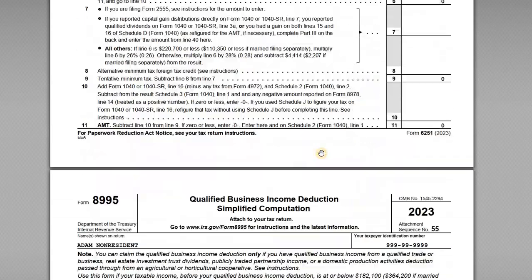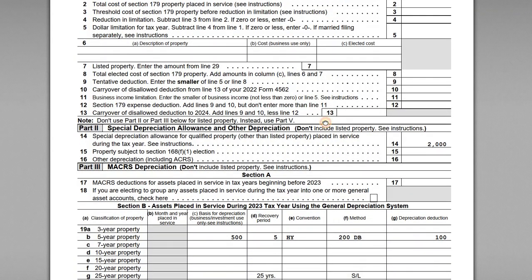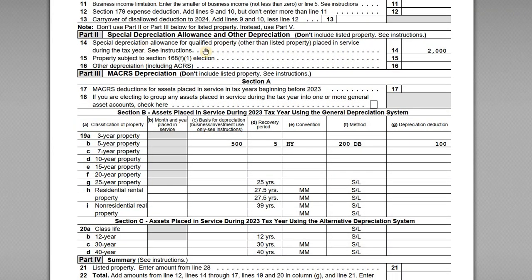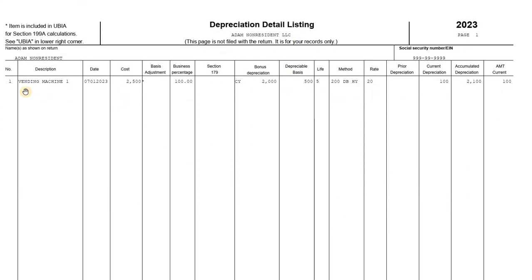So if I jump down to the 4562 here, we'll go over the depreciation. So we need Part 2 and Part 3 completed. The special depreciation allowance, this is the bonus depreciation. So for 2023, bonus depreciation was reduced from 100% to 80%. So if we have a look at the depreciation schedule here, we can see we purchased the vending machine, placed into service on July 1st, and we paid $2,500 for it. The bonus depreciation for the current period is $2,000, so it's 80% of the $2,500.